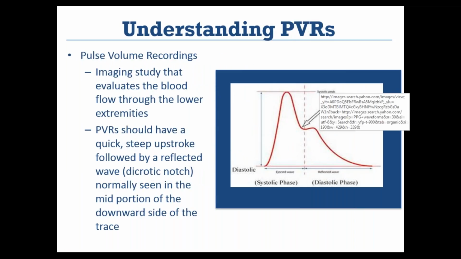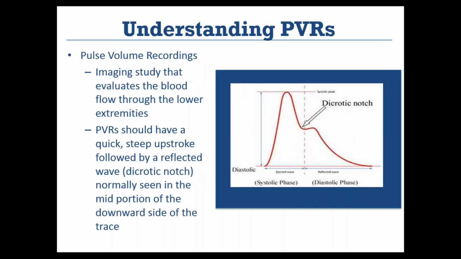Pulse volume recordings are images that evaluate the blood flow through the extremity. A normal PVR waveform is characterized by a steep upslope, narrow peak, and the presence of a dicrotic notch in the downslope. That's this small upstroke on the slide.